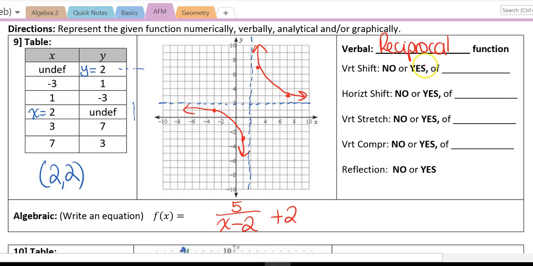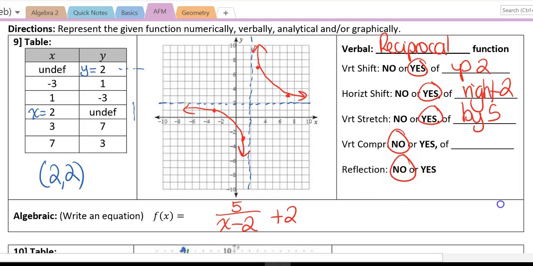Does it have a vertical shift? Is that up or down? Yes, it's going to be up 2. Horizontal shift? Yes, right 2. Vertical stretch? Yes, by 5. Compression? No. And reflection? No.